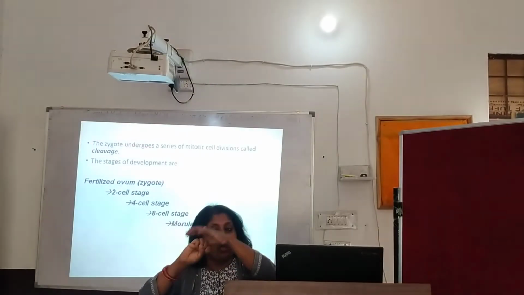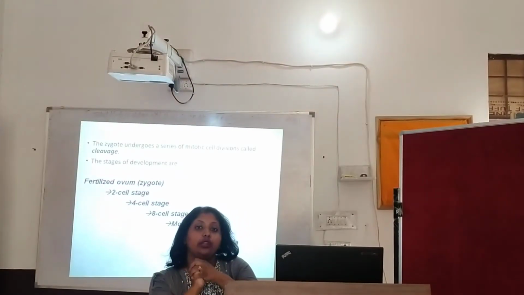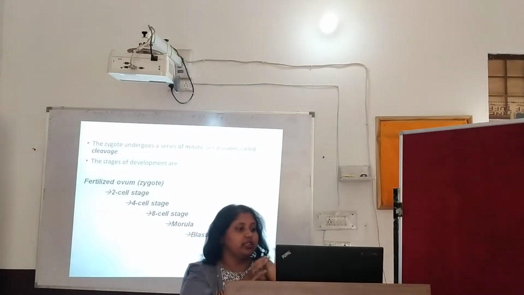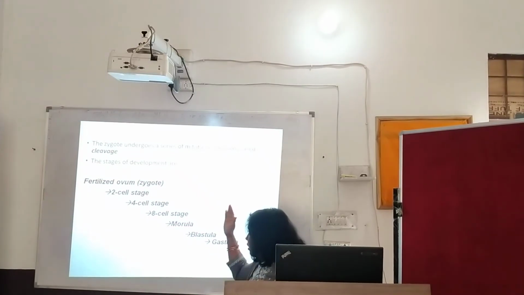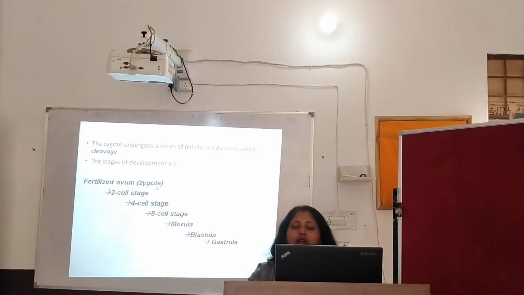Now this zygote undergoes a further series of divisions, and it will form a mass which is called cleavage. And the stages that are developed here, I will give you in a complete flowchart for fertilization of the ovum, forming the zygote. How the fertilization is occurring with the sperm.